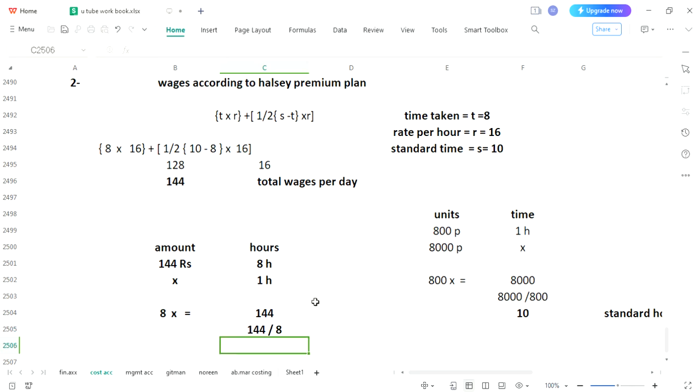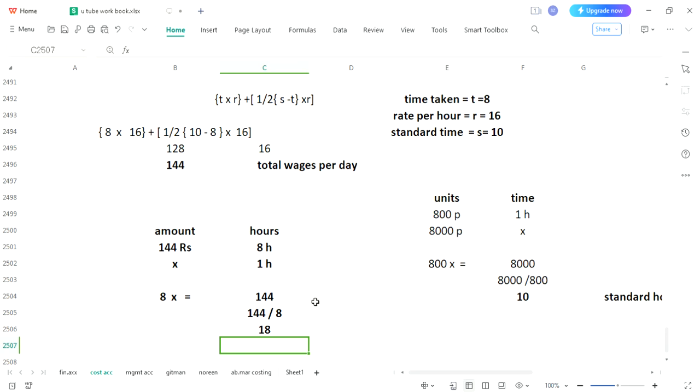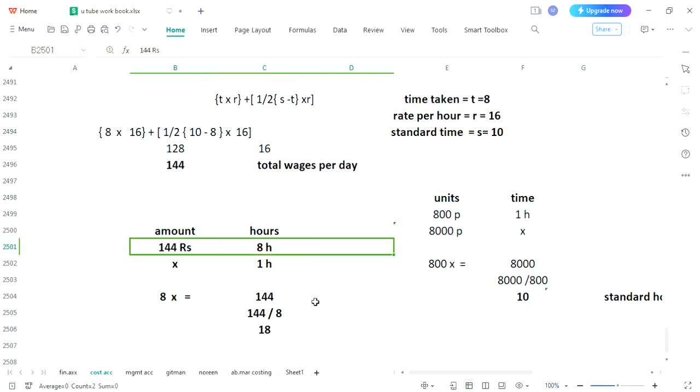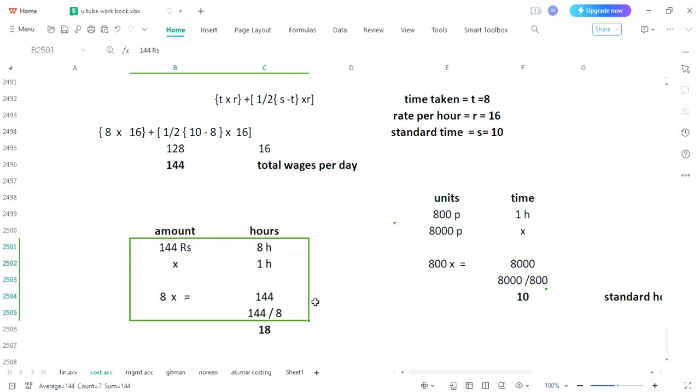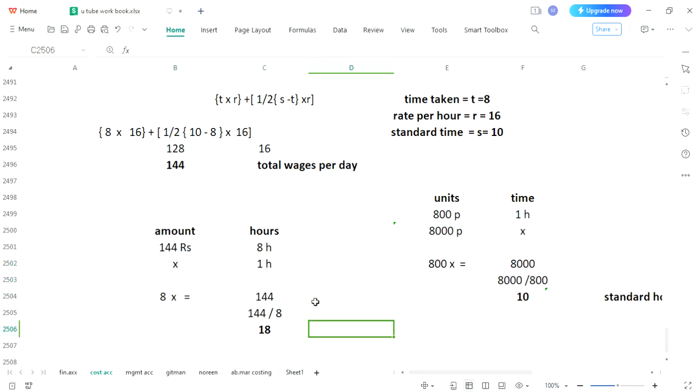Statement is completed. Now let's calculate 144 divided by 8. We have got per hour wage rate as 18. This was our second requirement which has been completed. What is it? Wages per hour.